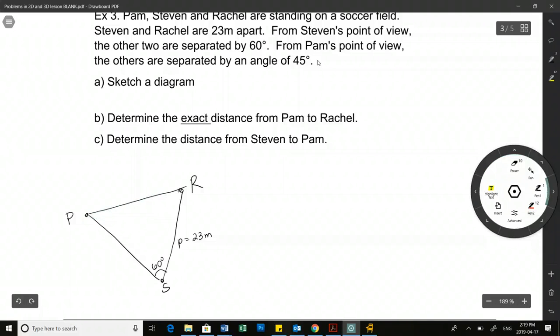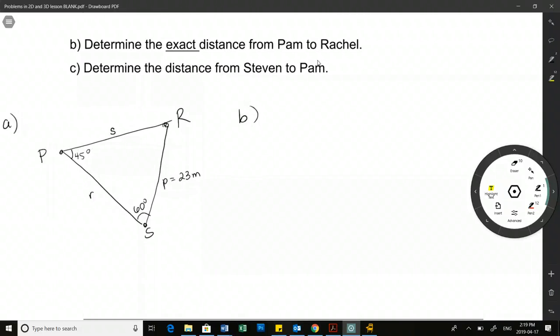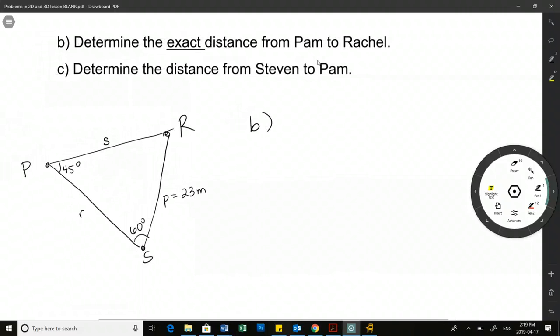Similarly, from Pam's point of view, if she looks across and sees Stephen all the way to Rachel, she's going across an angle of 45 degrees. So that's her line of sight over at her. I'm going to label this side little s and side little r. Those are our unknowns right now. So boom, part A done. We sketched a diagram. Sweet. Now: determine the exact distance from Pam to Rachel. That's side little s.